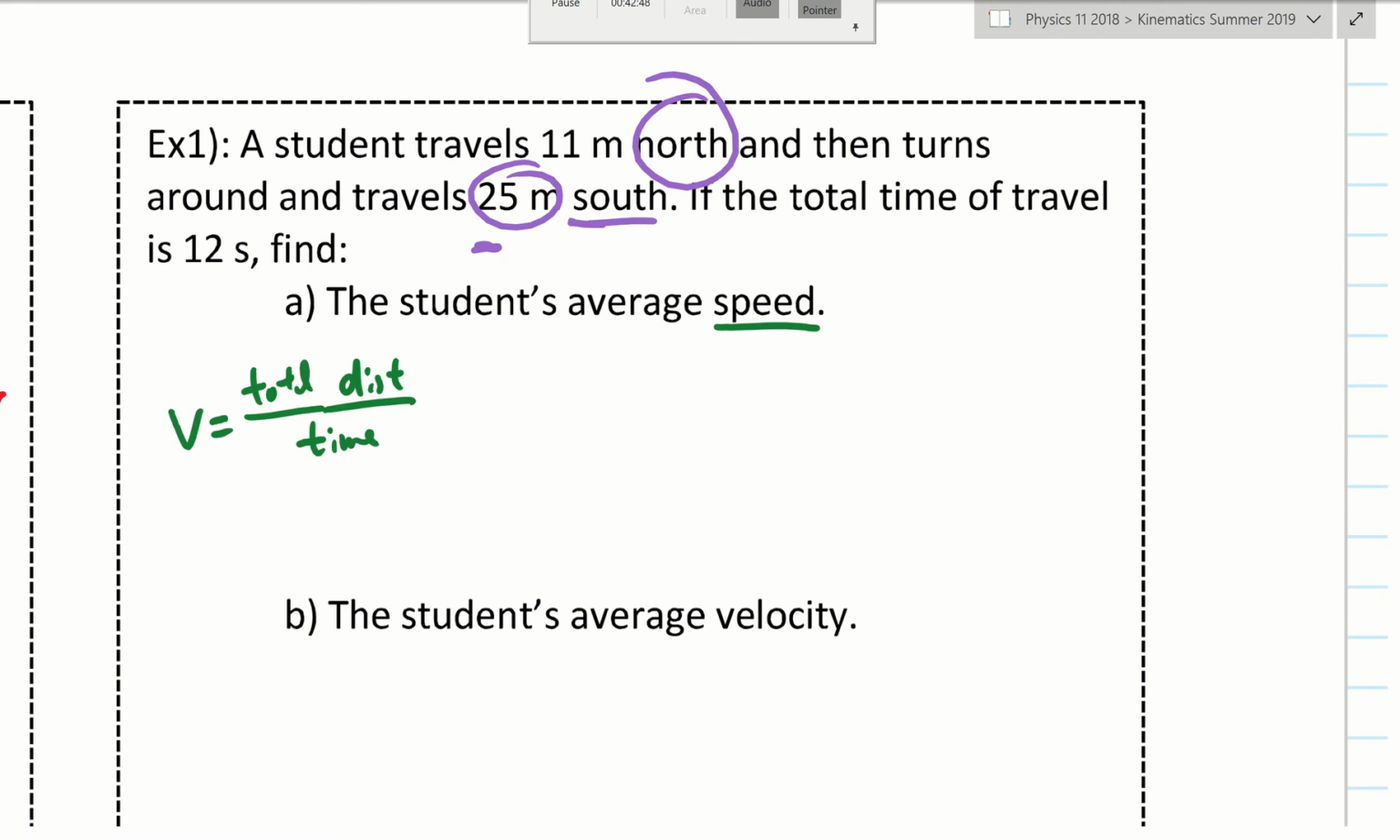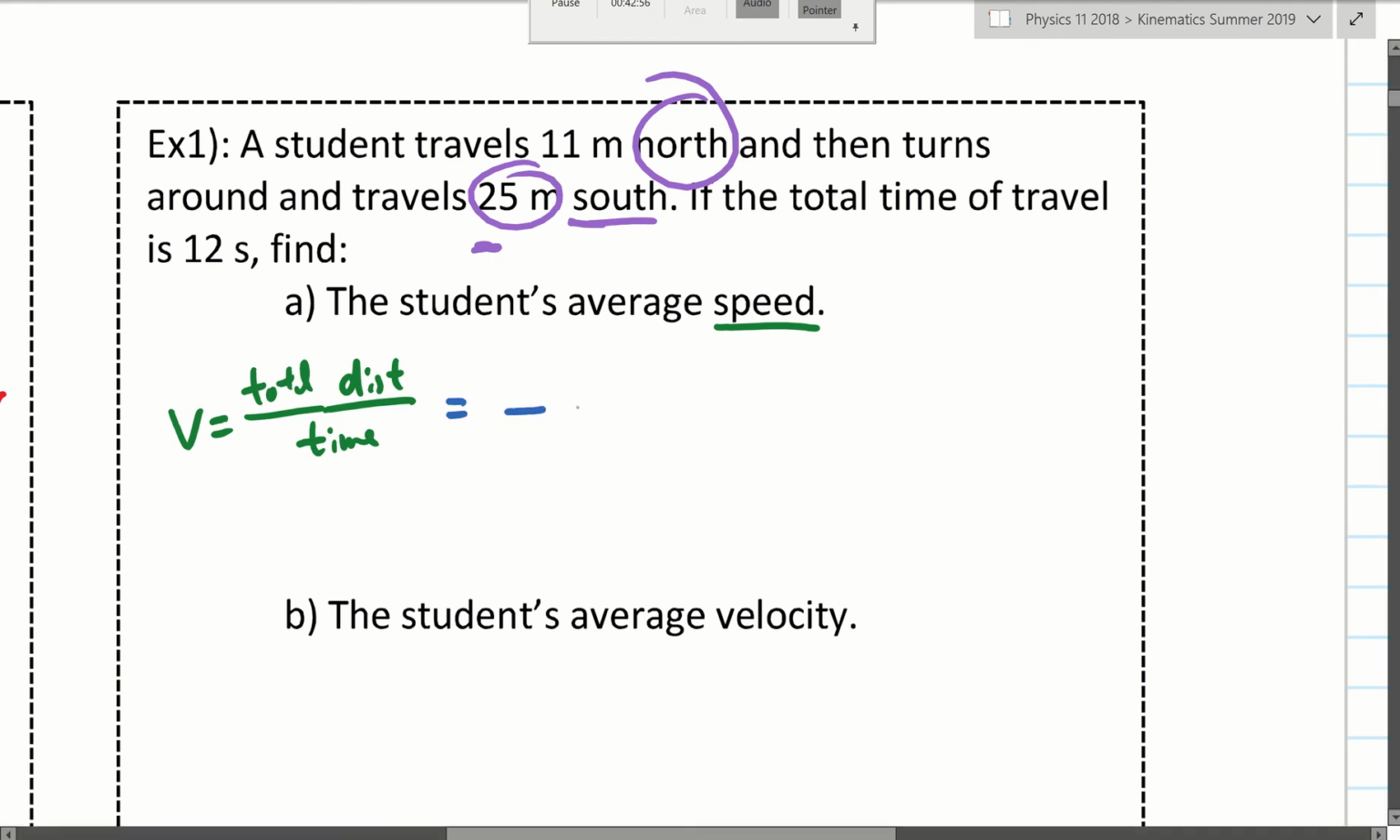Your Fitbit. Think about your Fitbit. Think about your Apple Watch. Think about your Samsung smartwatch. Your Google smartwatch. What would it say that you have walked? What would it say? 11 meters to the north, 25 meters to the south. So that's 36 meters in total, right? So this distance is 36 meters without the direction.